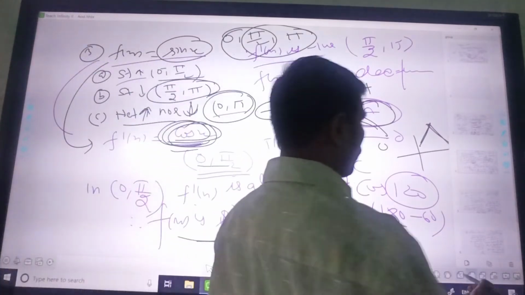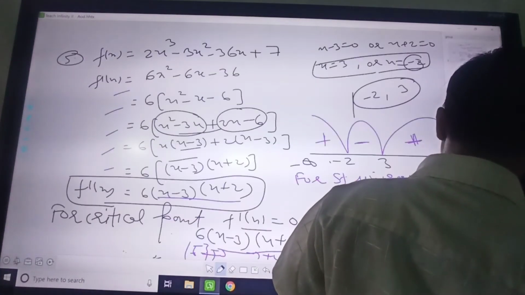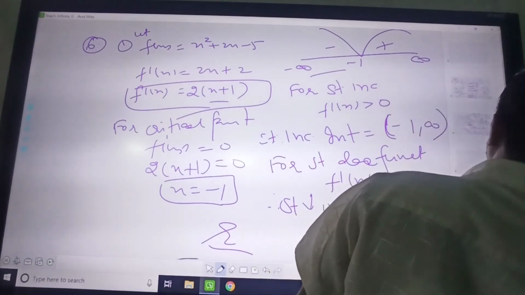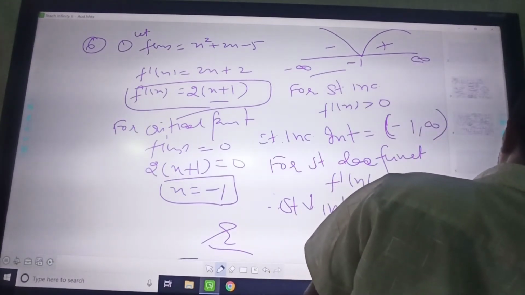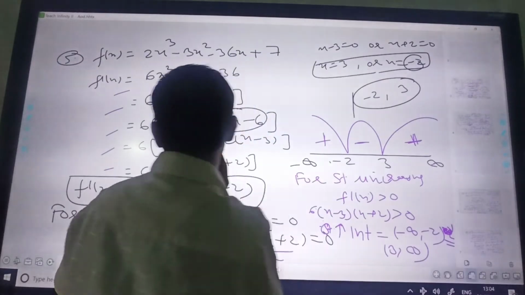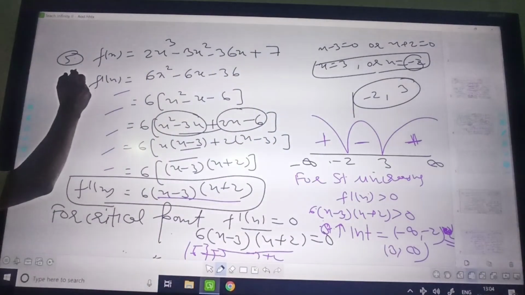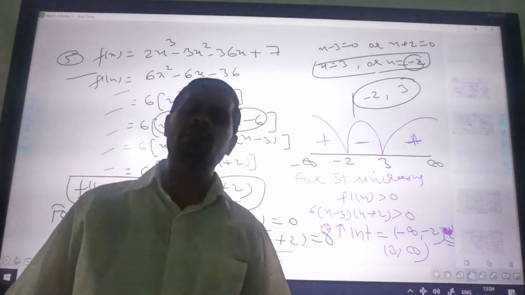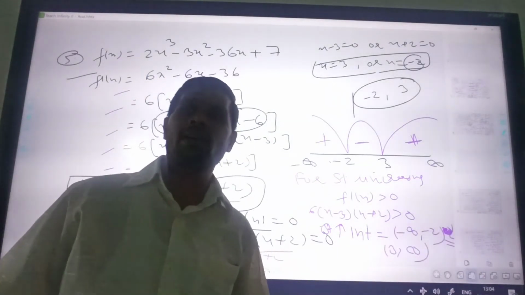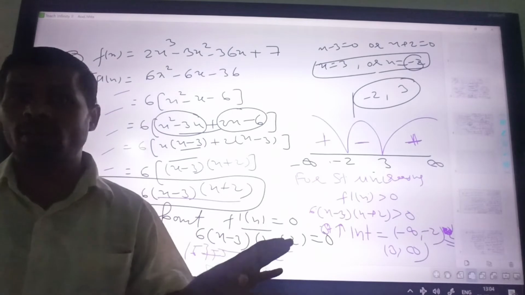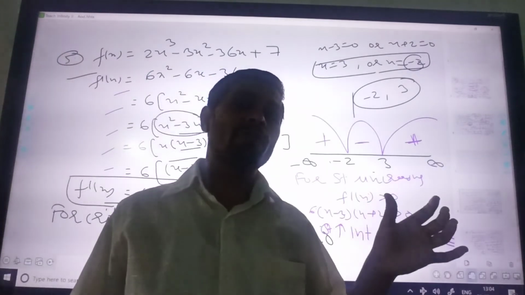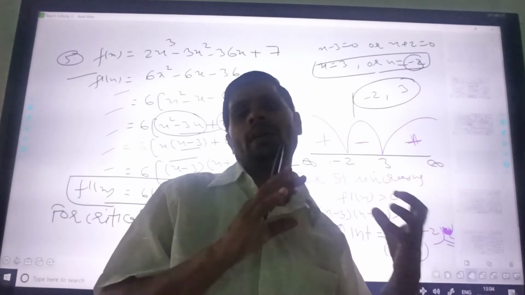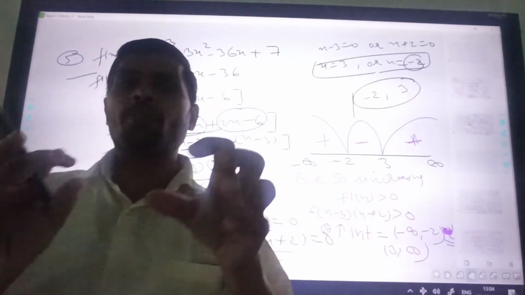We are taking one more question. Yeah, that's question number 5. In this question, you have to find out the interval in which the function is strictly increasing and decreasing. In the previous question, you had to prove that the function is strictly increasing or decreasing. But in this question, you have to find out in which interval it is increasing and in which interval it is decreasing.